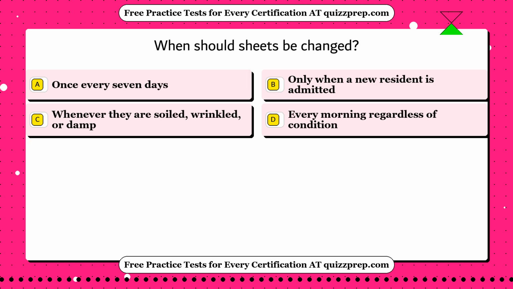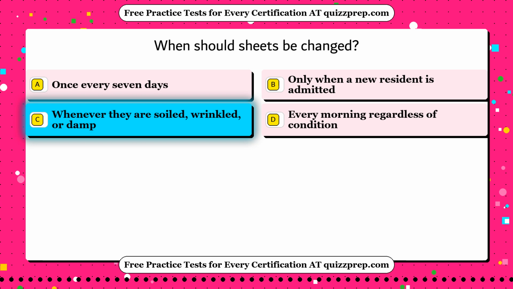Question 54. When should sheets be changed? Option A. Once every 7 days. Option B. Only when a new resident is admitted. Option C. Whenever they are soiled, wrinkled, or damp. Option D. Every morning regardless of condition.